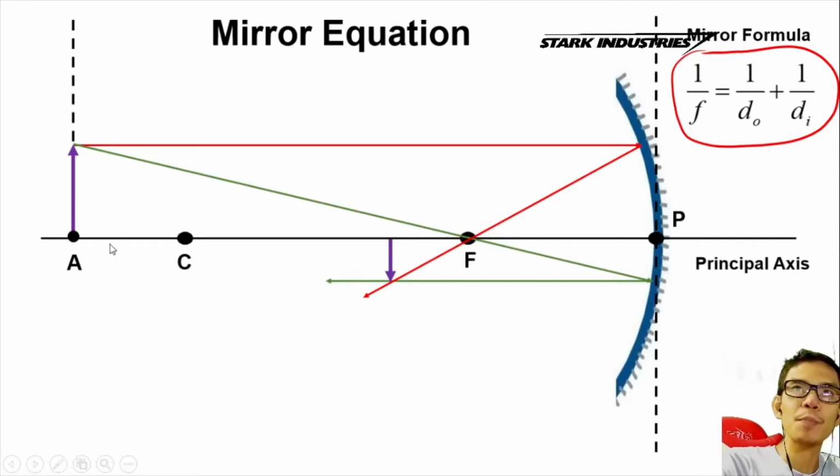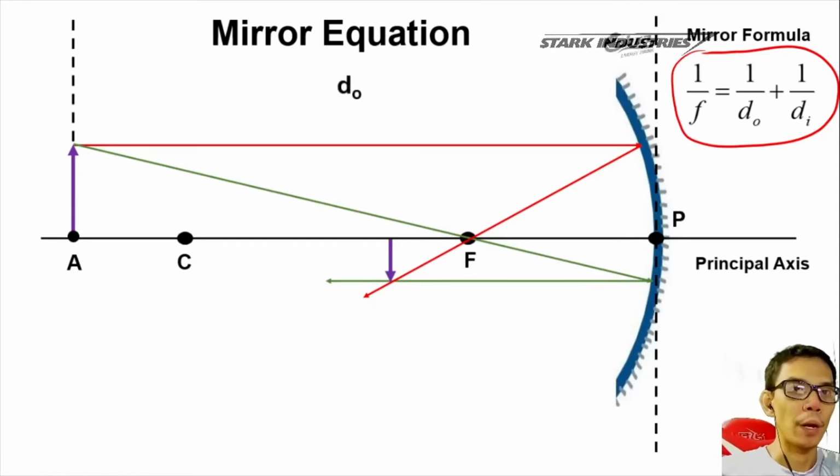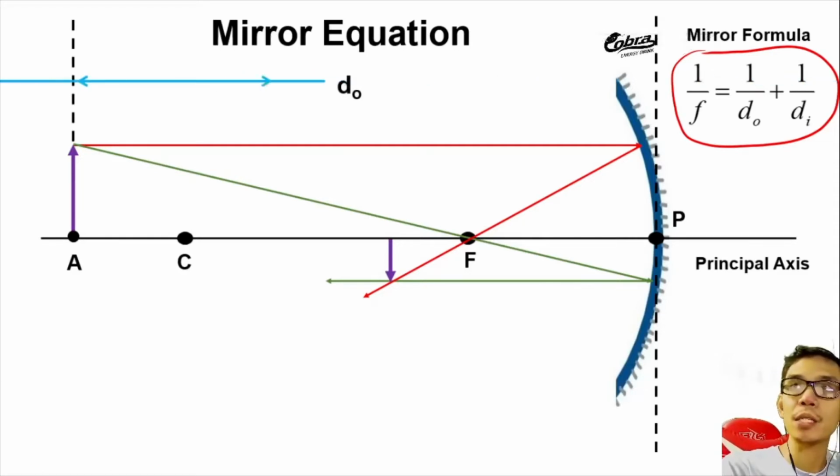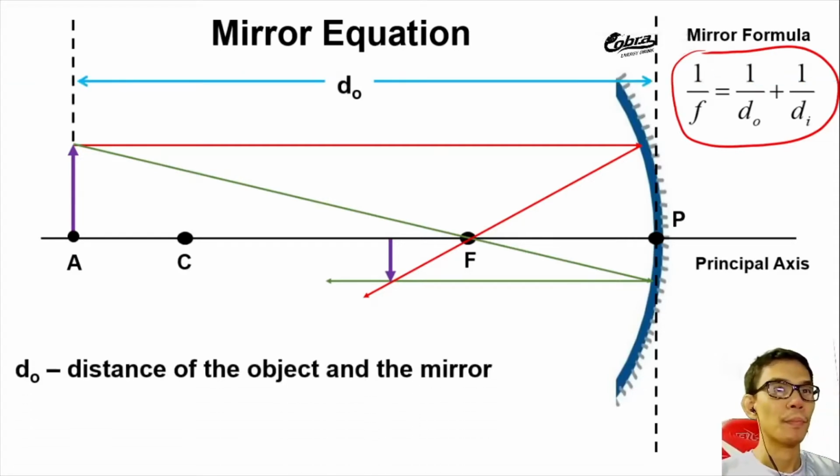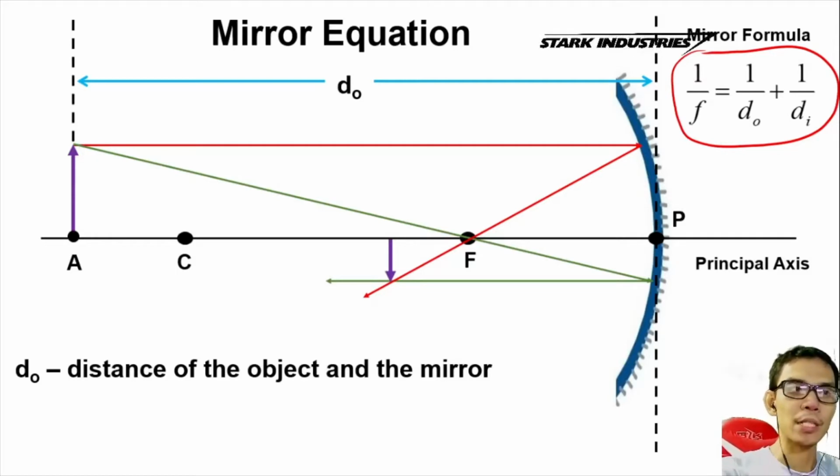The distance between point A and point P is called d sub O, or the distance of the object. So the distance between point A and point P is the distance of the object and the mirror. Alright, so that's the first one.